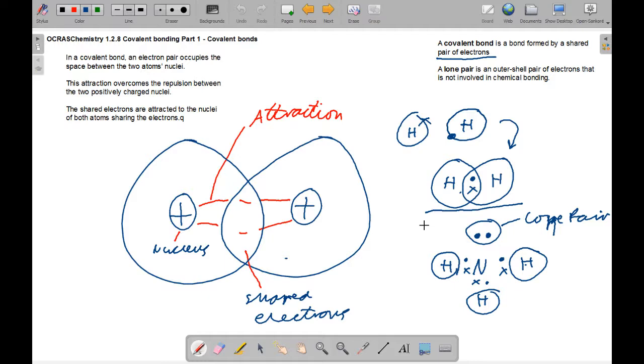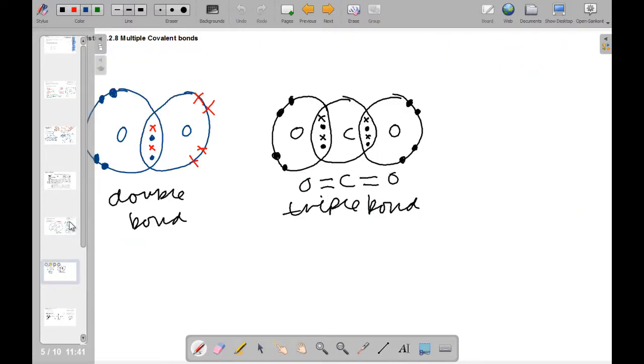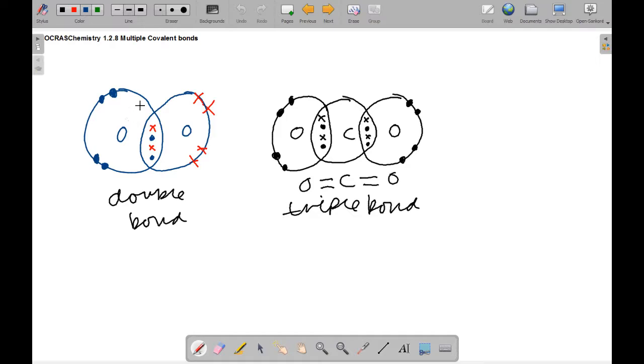For now, a covalent bond is the attraction between 2 non-metals, and they share electrons, so one from the nitrogen and one from the hydrogen, one from the hydrogen, one from the nitrogen. It's very hard to say nitrogen and hydrogen in the same sentence.